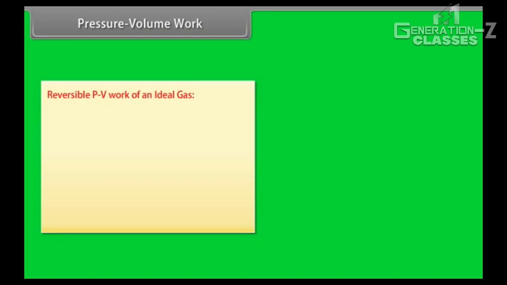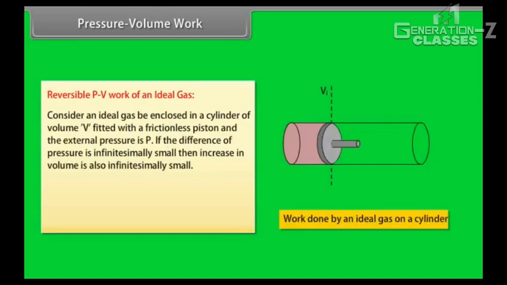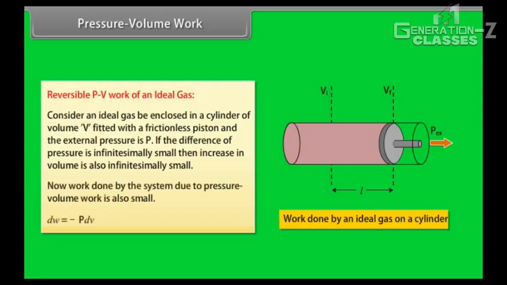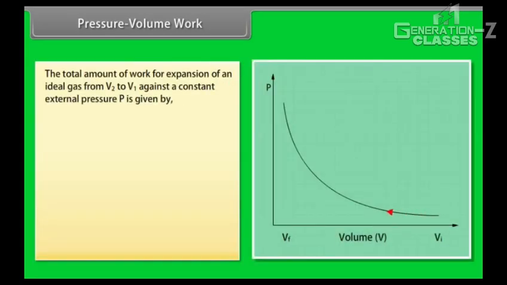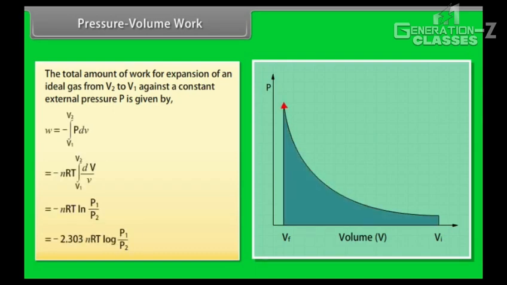Reversible PV work of an ideal gas. Consider an ideal gas enclosed in a cylinder of volume V, fitted with a frictionless piston, and the external pressure is P. If the difference of pressure is infinitesimally small, then the increase in volume is also infinitesimally small. Now, the work done by the system due to pressure volume work is also small. The total amount of work for expansion of an ideal gas from V1 to V2 is given by minus 2.303 nRT log P1 upon P2.